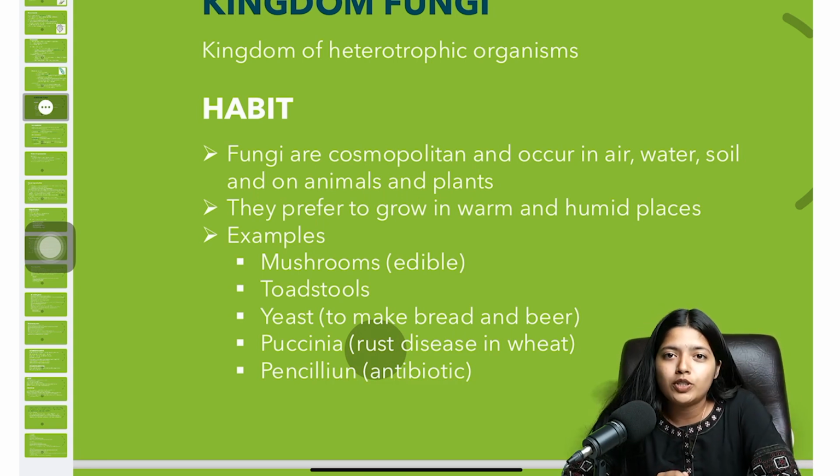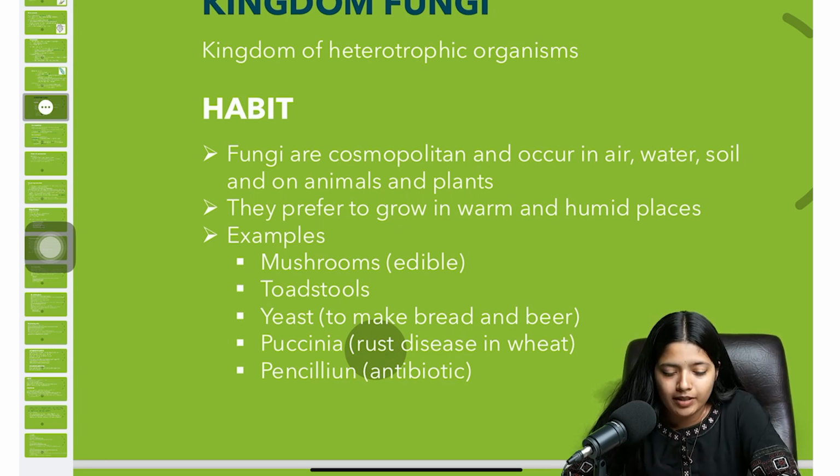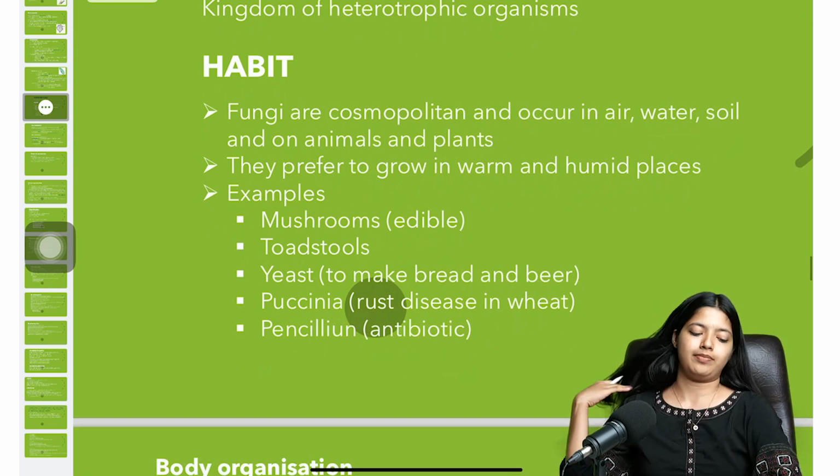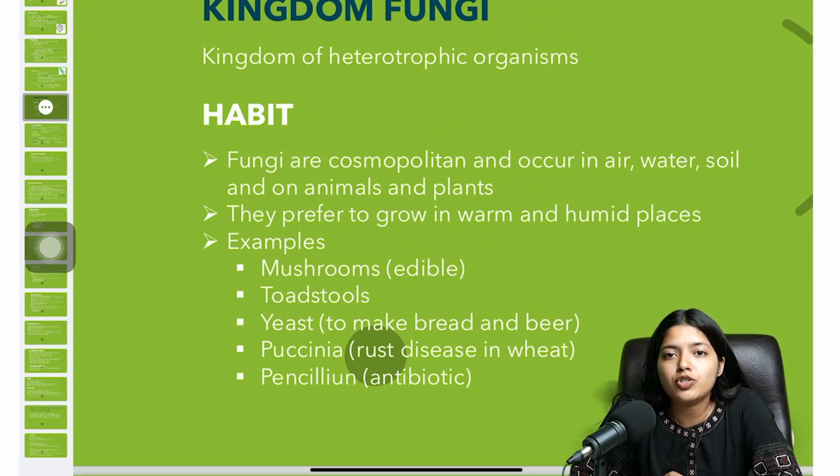Now I'm going to explain this kingdom in detail, Kingdom Fungi. I hope you all are ready. Okay, let's start. So, Kingdom Fungi. First of all, this is a kingdom of heterotrophic organisms.